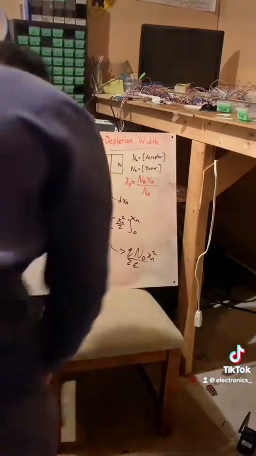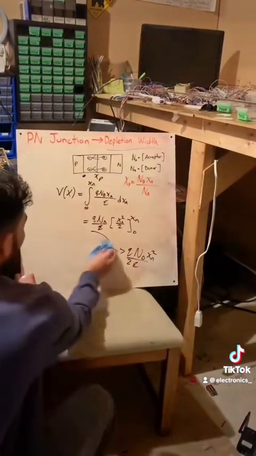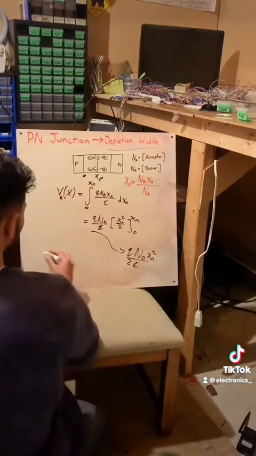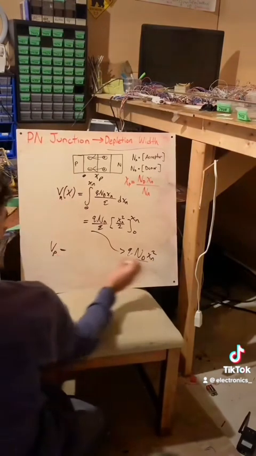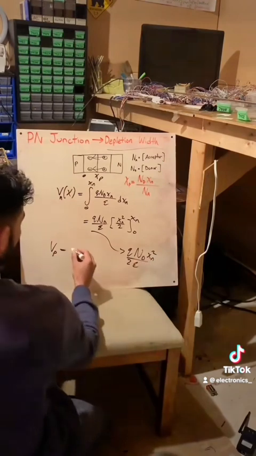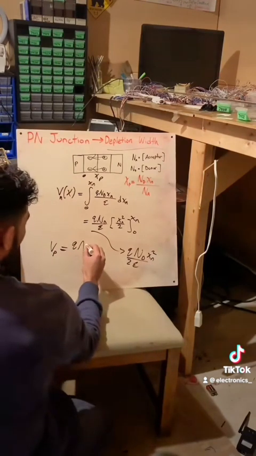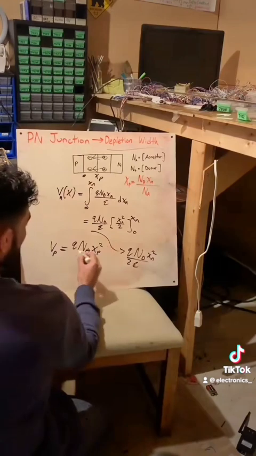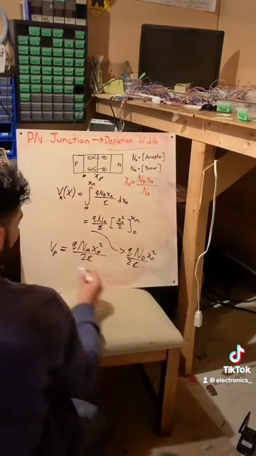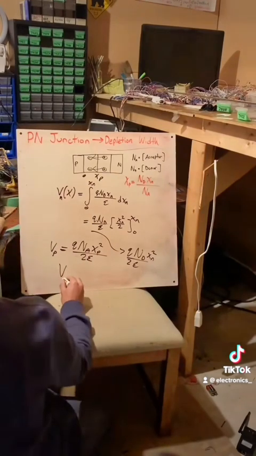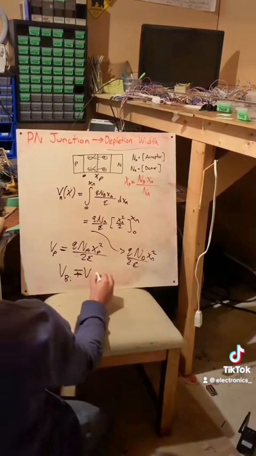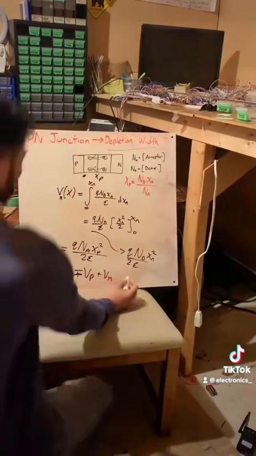So we could trivially find our voltage in the positive region. This is our negative region. So Vp would simply be, we just switch to the acceptor concentration: q, Na, and then our positive width squared on 2 epsilon. Now, to get our built-in voltage, we're going to sum together our Vp and Vn. Let's just do that quickly.